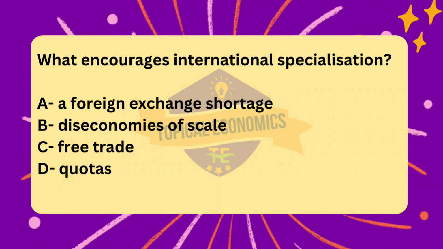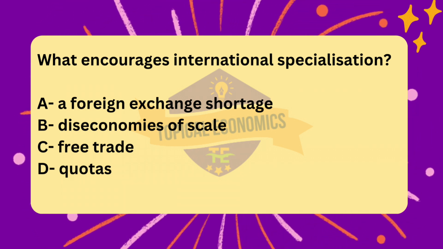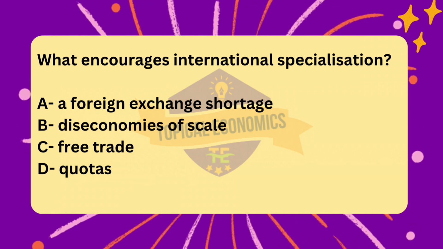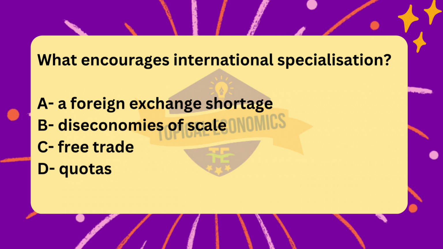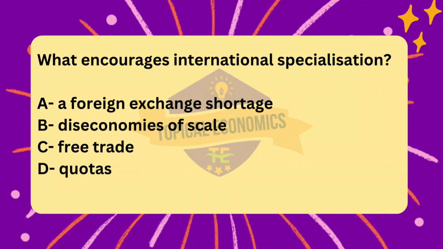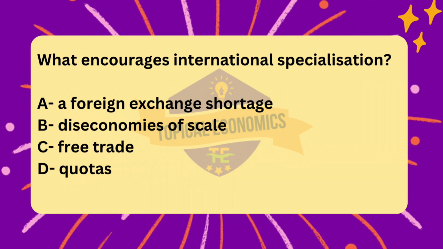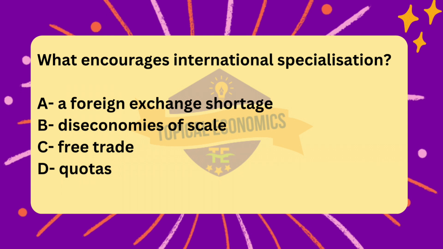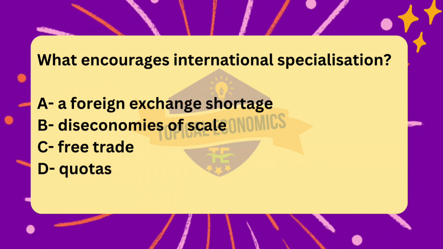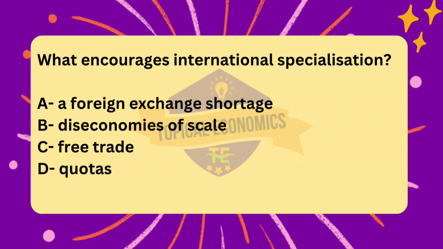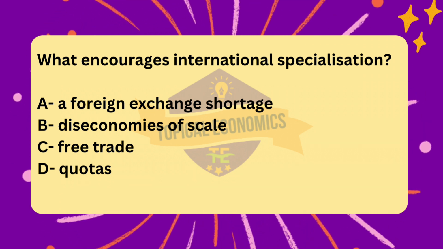Lastly, option D. Quotas are restrictions on the amount of a particular good that can be imported or exported. Quotas reduce trade rather than encourage it, as they limit the ability of countries to exchange goods freely. This can hinder the benefits of specialization, since countries cannot access as many goods from abroad or may be discouraged from specializing in certain products due to trade restrictions.